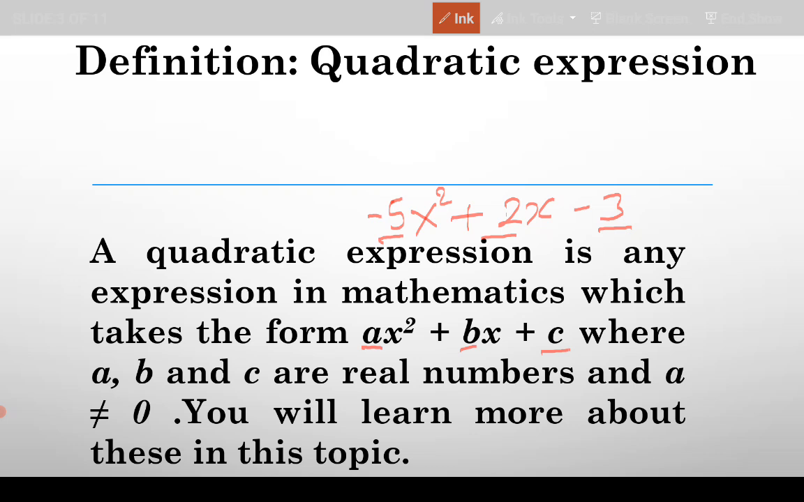But what you need to remember all the time is that the highest power of the unknown in the expression must be a 2. It must be a 2.